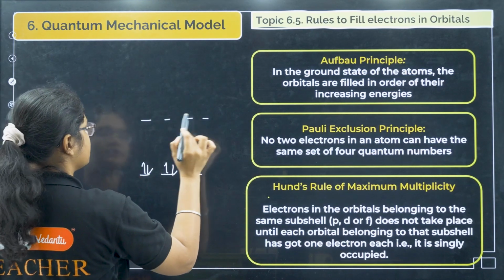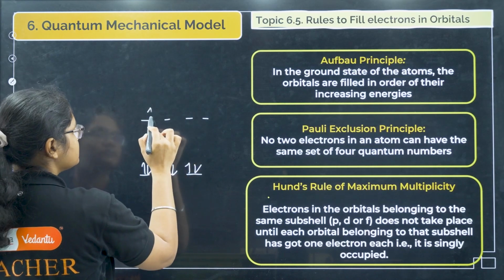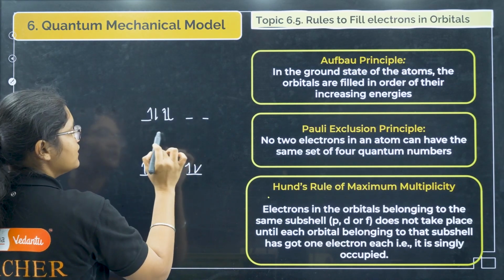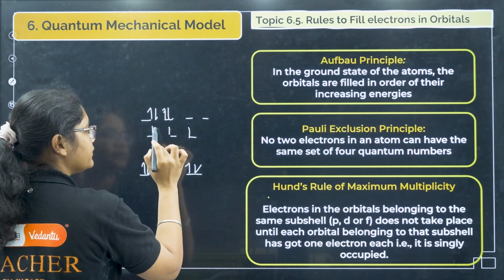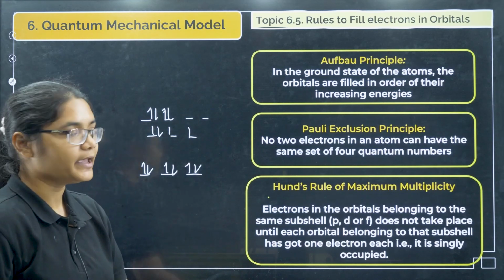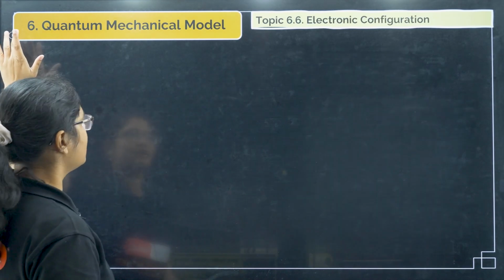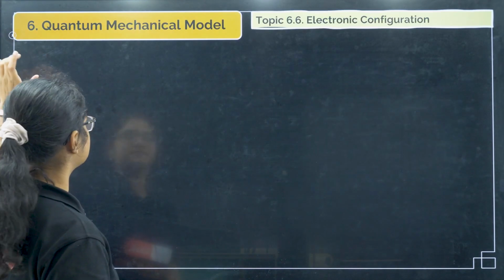Suppose I have 3 orbitals and you want to fill 4 electrons. You cannot fill like this, that is wrong. First you should give 1 electron to each, then you should start pairing, okay. These are the rules for how we should be filling the electrons. So I'll just give an example.